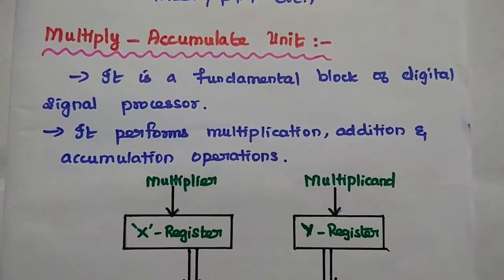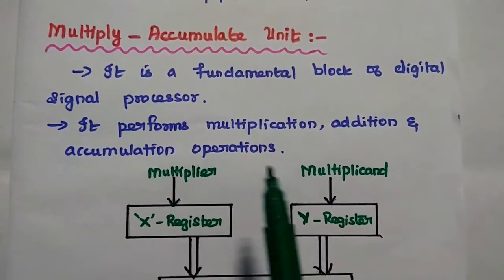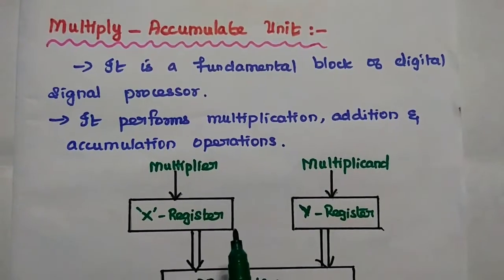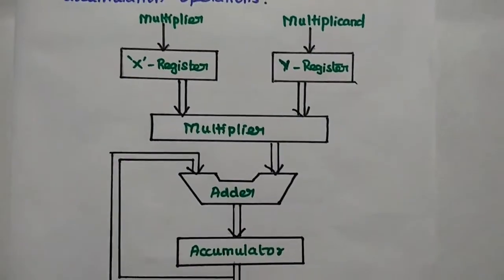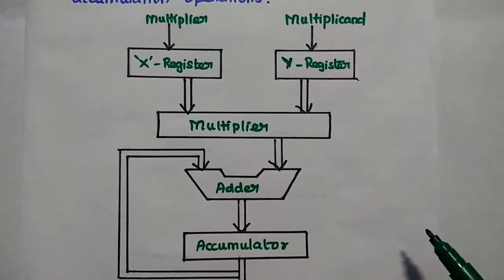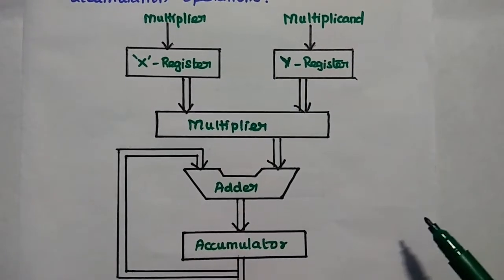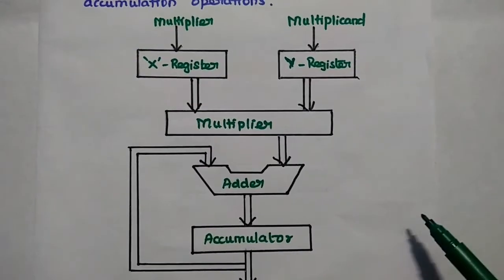Multiply accumulate unit is a fundamental block of digital signal processor. It performs multiplication, addition and accumulation operations. This is the block diagram of MAC unit. In processor, first we have to store the input data in the registers, then it is processed. Finally, the output is stored in that register itself.